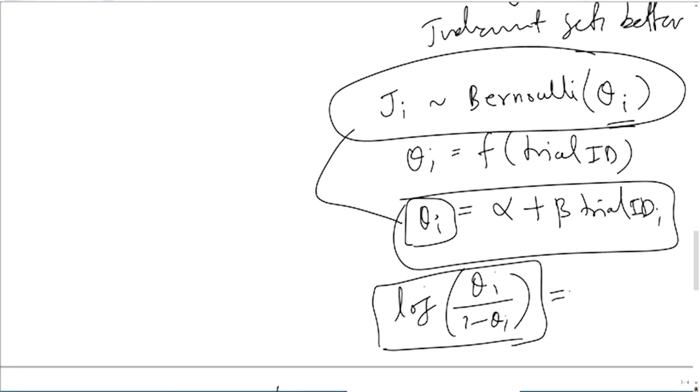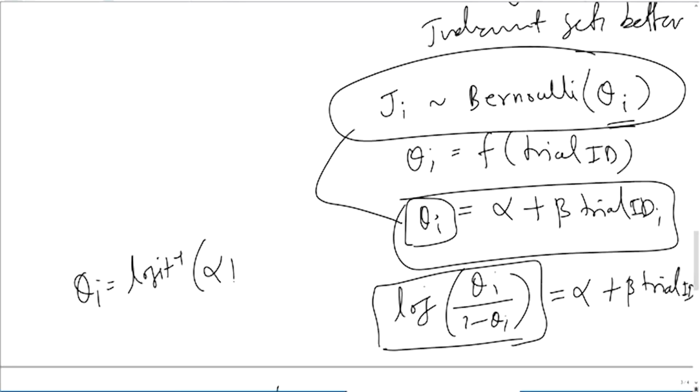And now we set up the regression like this. Log of theta I divided by 1 minus theta I equals alpha plus beta into trial ID. Another way of writing the same thing is theta I equals inverse logit of alpha plus beta into trial ID. Basically, I have written the same statement in a different form using the inverse function. This is what we call the sigmoid function. You might have seen this in logistic regression. So this is called a sigmoid function.